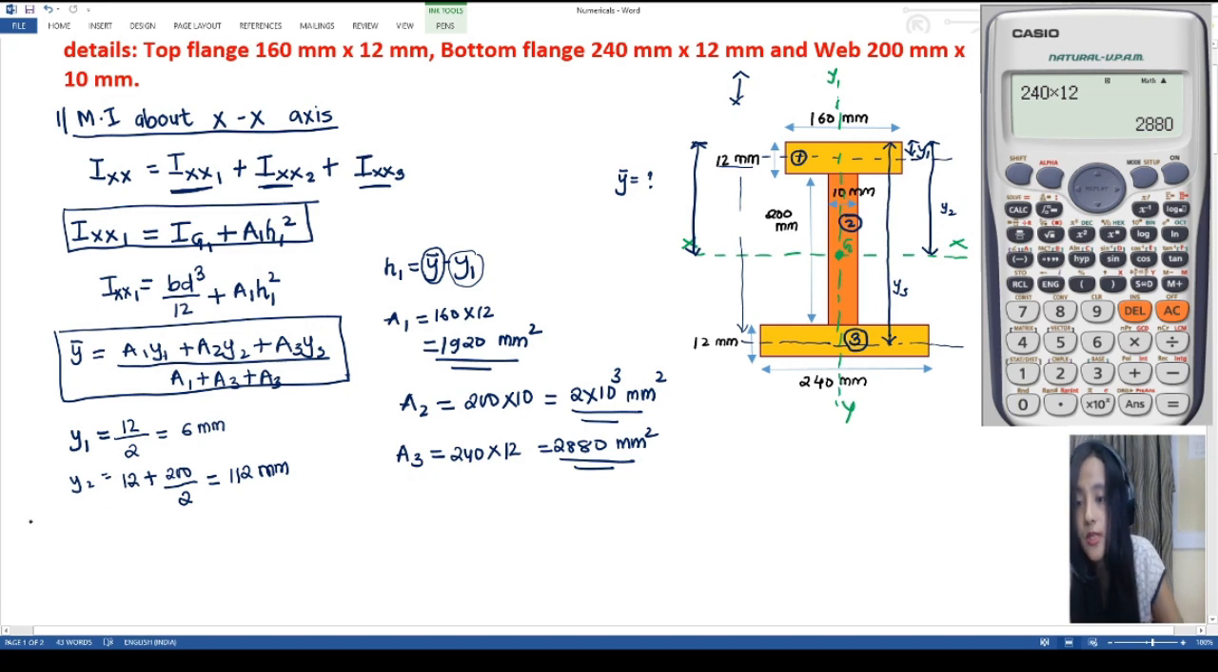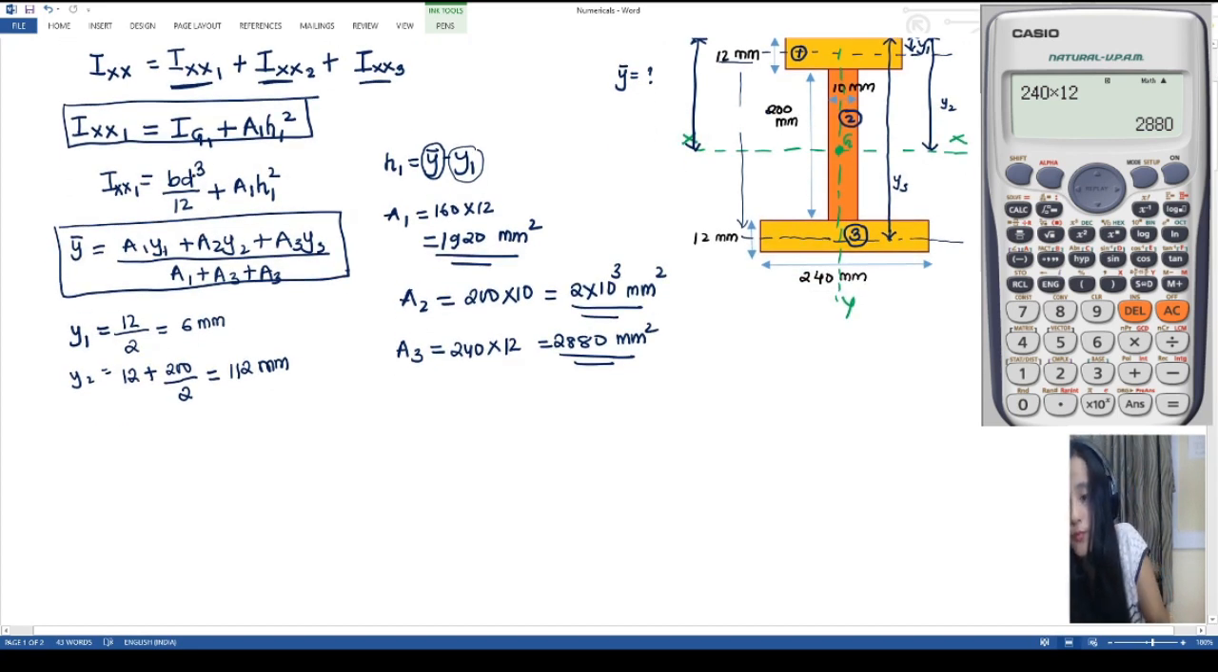So Y3 will be equal to the total depth of top flange, which is 12, plus the total depth of web, which is 200, plus, now I only need to go till half the depth of this bottom flange. So half will be 12 by 2, which is 6. So how much am I going to get?